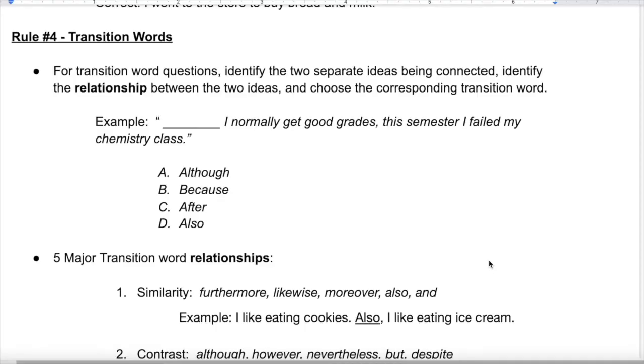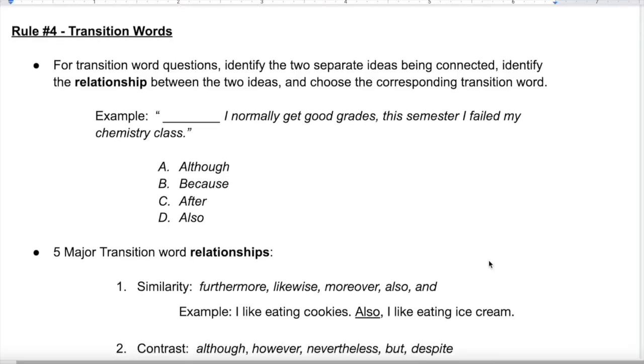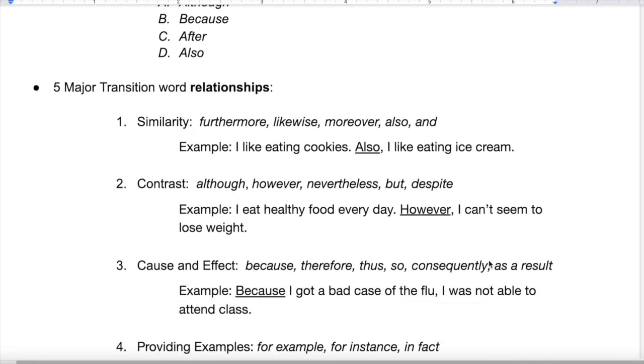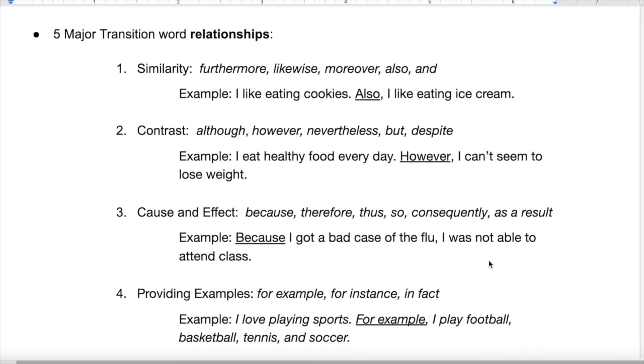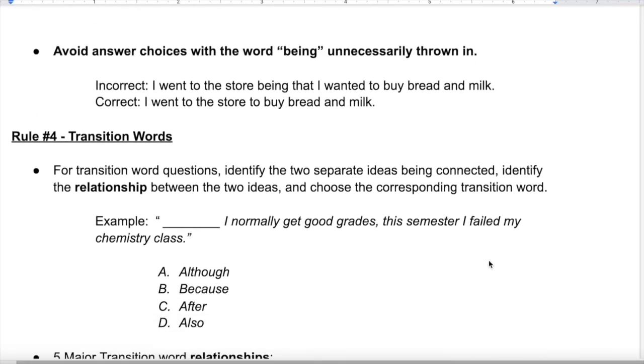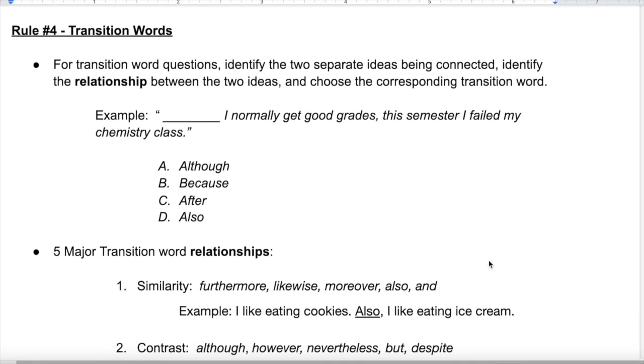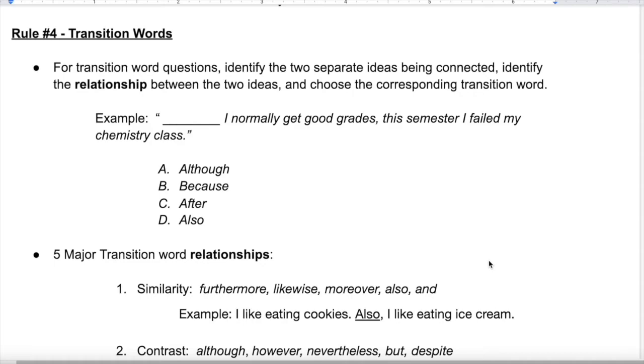transition word question if you see words like, in the answer choice, furthermore, however, nevertheless, afterward. I'm looking at some of the others here. Therefore, consequently, as a result. Like the idea is you've got two ideas that are being connected in some way. You're transitioning from one idea to another idea. And there's a relationship between those ideas. Okay? A transition word, there's some other fancy names for it. I forget what it was, like a coordinating conjunction or something. I'm not worried about that. I call them transition words because you're transitioning from one idea to the next.